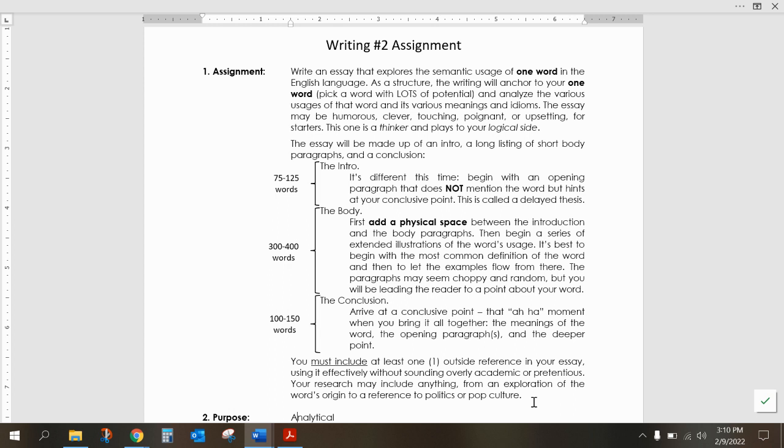It's very logical in your head, but the reader's just not sure where you're heading with this. And then you hit them with the conclusion. The conclusion is 100 to 150 words. And we arrive at this point, this aha moment, when you bring it all together. You completely synthesize all these different meanings of the word. And all of a sudden, you're like, wait a minute.